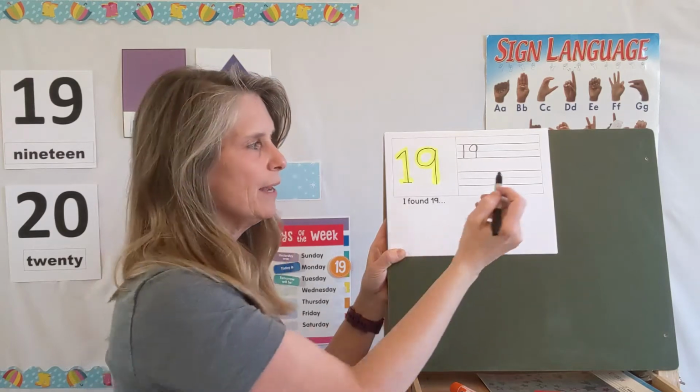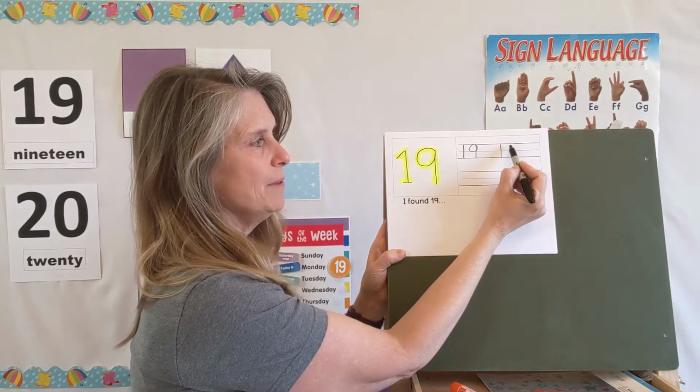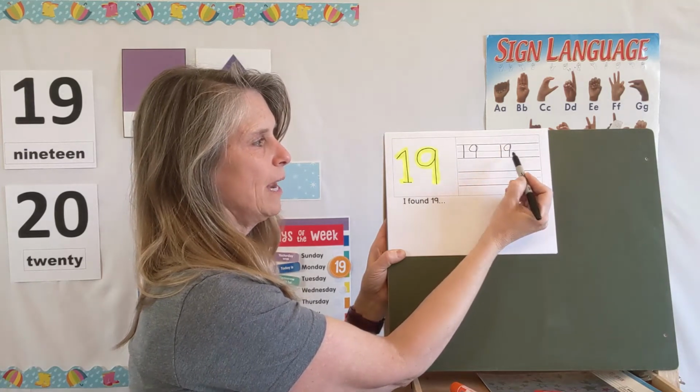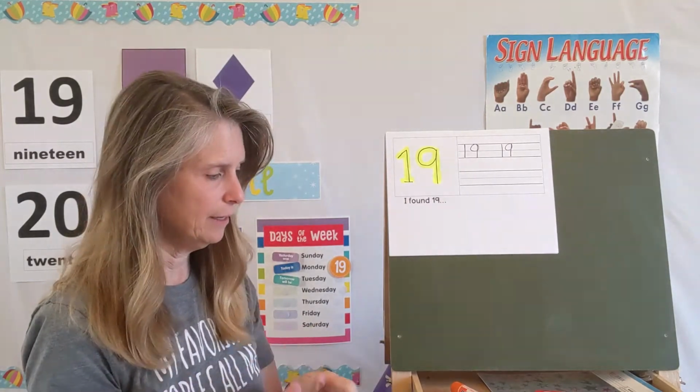Let's do it one more time. You ready? Straight line down for the 1. I'm going to stay between the top and the dotted line for my circle, around, and then I go straight down to the bottom line to say 19. I have a big 19 to show you.